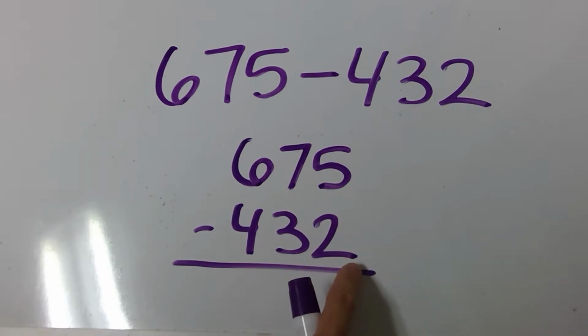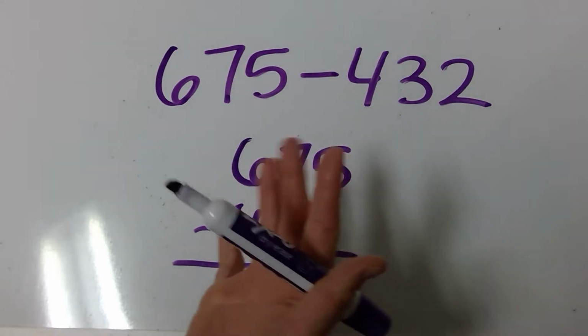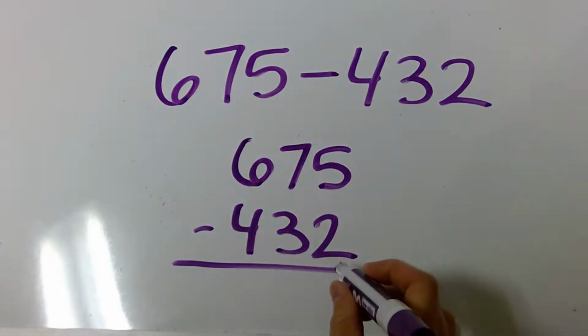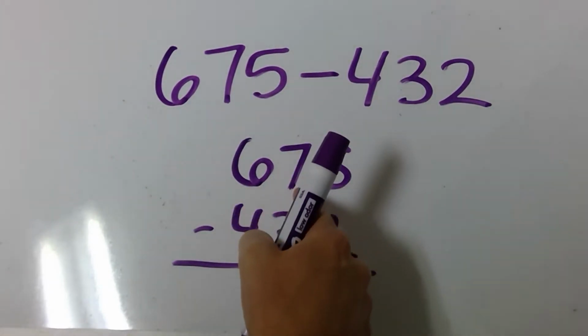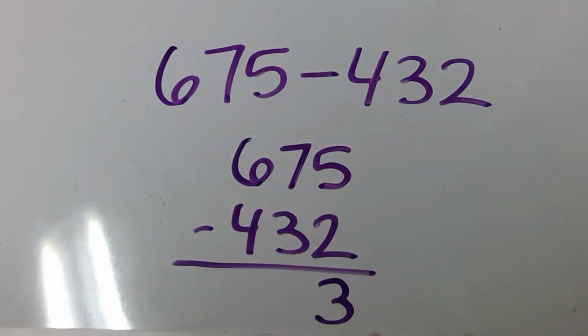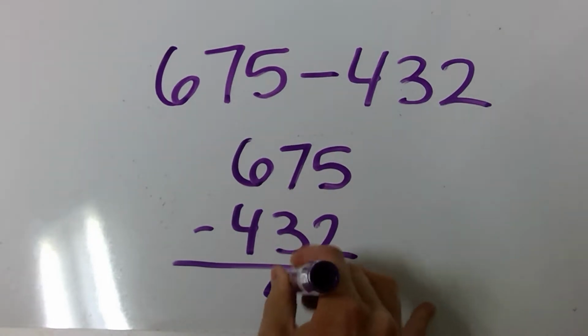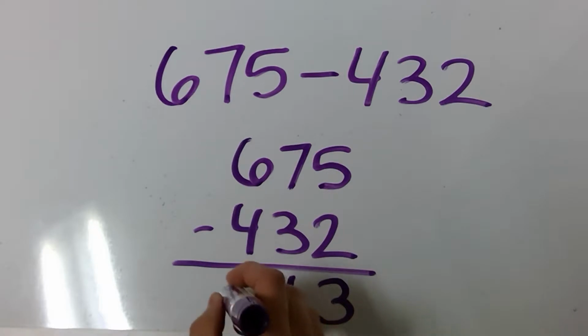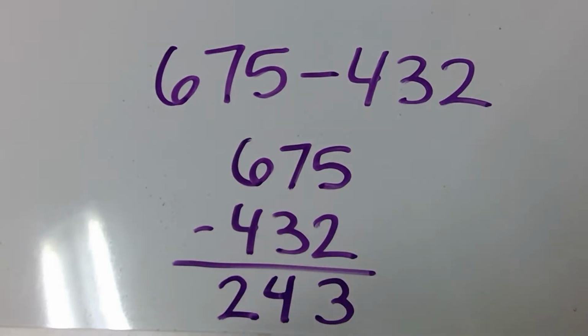So we do 5, take away 2. So if you need to, you can use your fingers. I have 5, take 2 away, and I'm left with 3. 7, take away 3, and I'm left with 4. 6, take 4 away from that, and I'm left with 2.